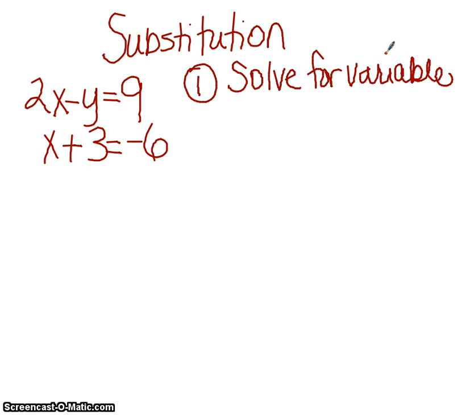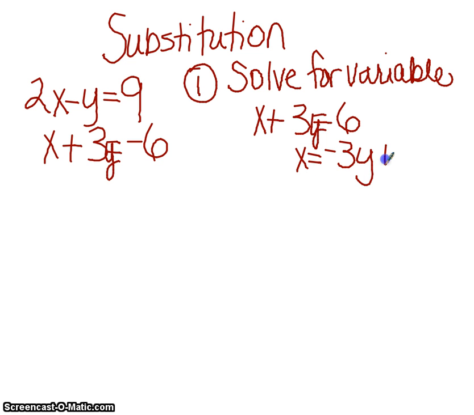First thing I want to do is take that equation, which is x plus 3y equals 6, and I want to get x by itself. I forgot my y there, guys. I'm sure y'all say, Miss B, where's your y? There you go. So I want to get x by itself. So I'm going to have x equals negative 3y plus 6. That's step 1.